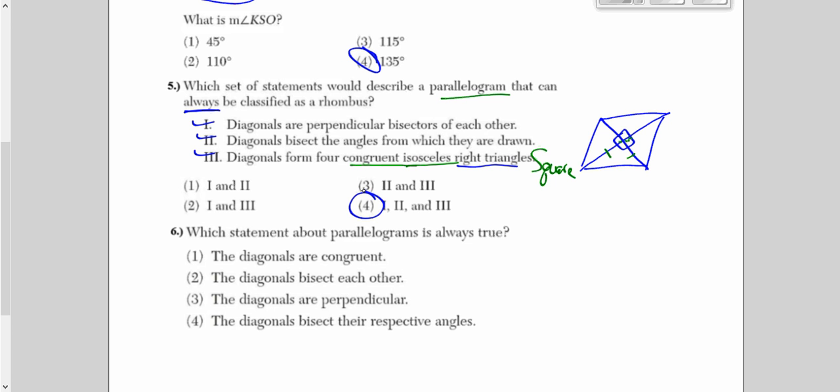All right, so move on to number 6. Which statement about parallelograms is always true? Always.